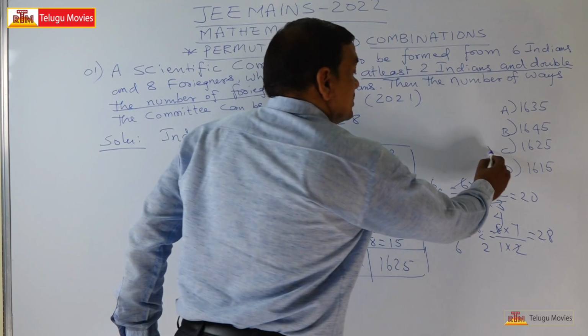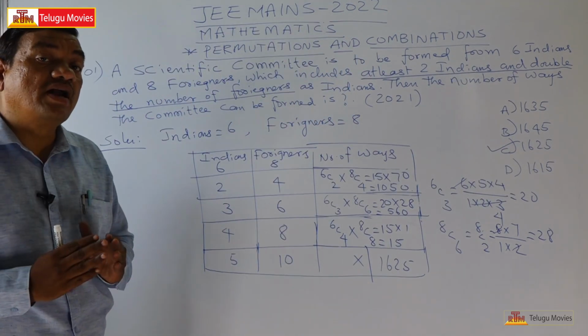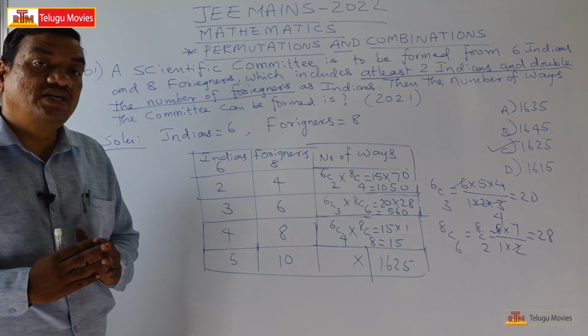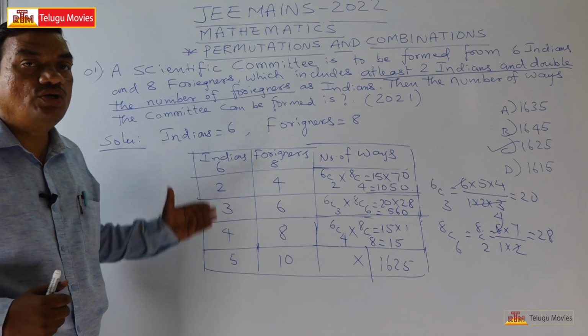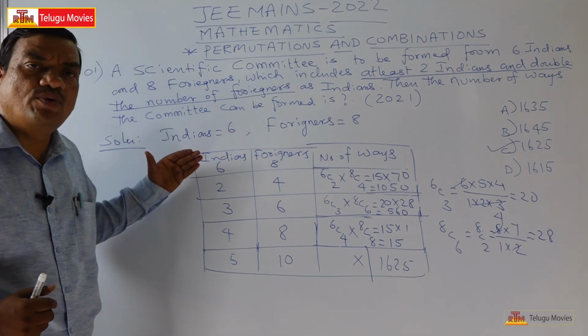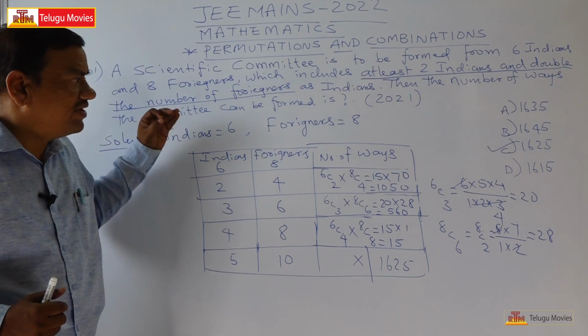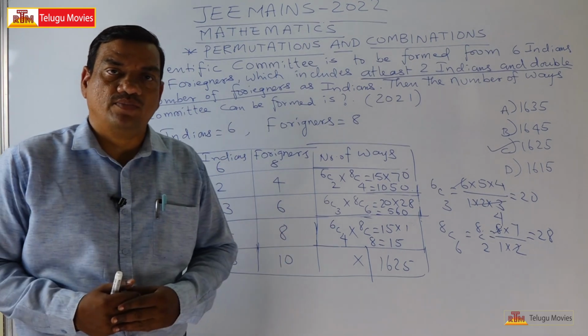So our answer is 1625. You can form a committee in 1625 ways. Understand? I hope that you understand this concept very easily. A very easy problem this is, and I think everybody will answer this question. So let us go for the next problem.